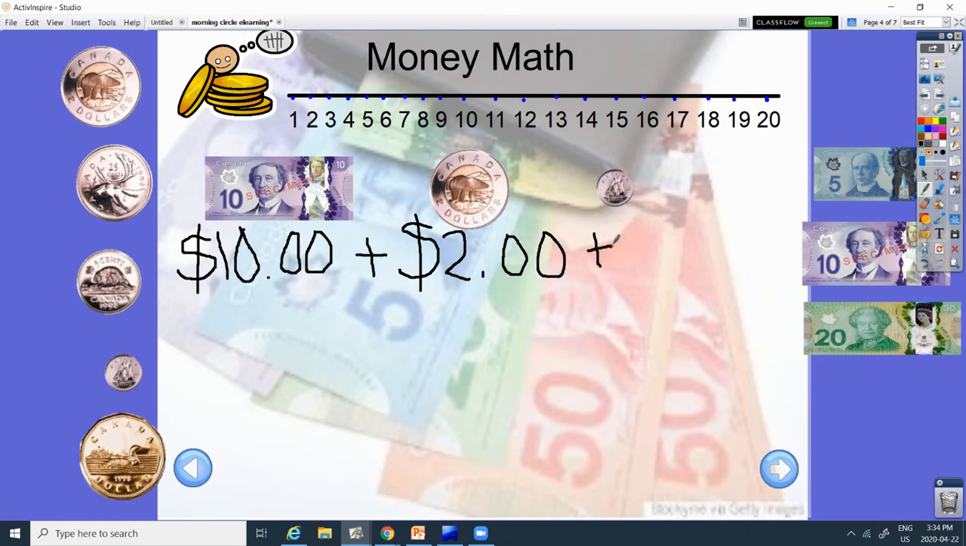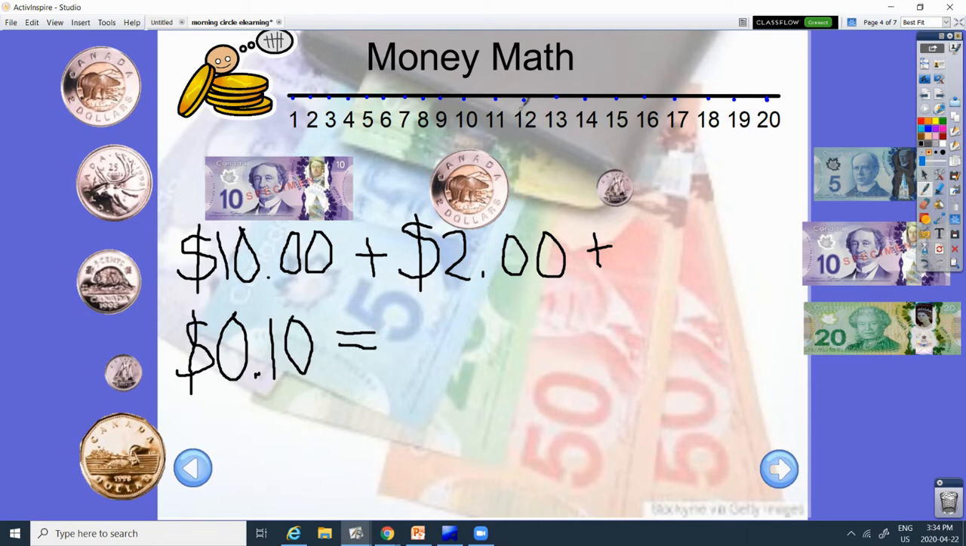We got one more coin to add. How much is this one? We've done this one already. It's got a boat. It's the smallest coin. Do you remember how much it is? It is 10 cents. All right, and I'm going to do an equals because we are at the end of our equation.